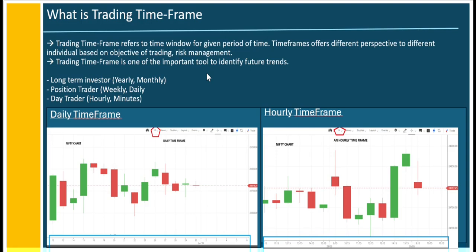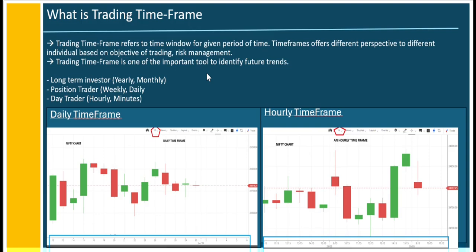Couple of examples. Generally, long-term investors use yearly or monthly time frames. Position traders use weekly or daily time frames, and day traders or intraday traders use hourly or minute time frames. As shown in the example below, your trading platform will give you this option at the top where you can select multiple time frames.